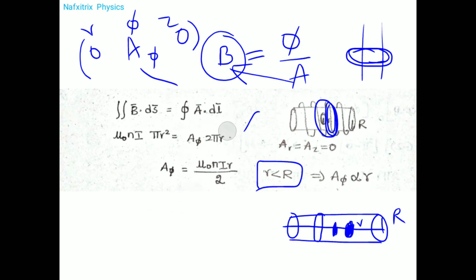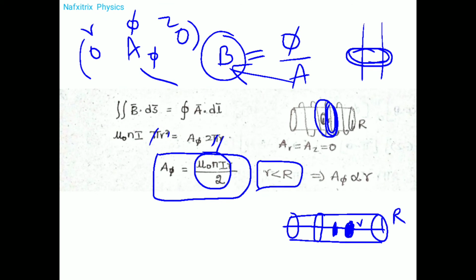So next, here we can see r would get cancelled, r and pi would get cancelled. So what would remain is A phi equals mu 0 nI r by 2. That is nothing but, if we consider all of them as constant, if the current is constant, the number of turns per unit length would be constant.